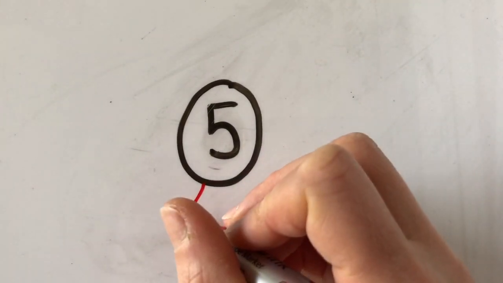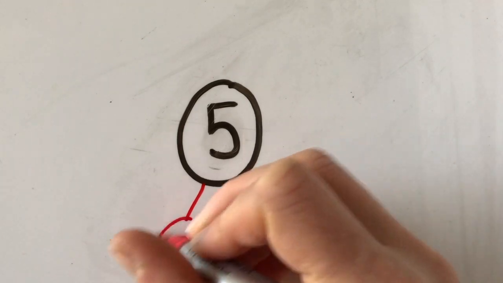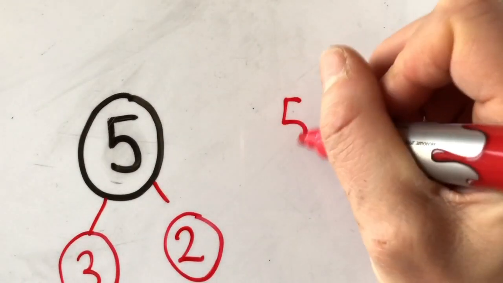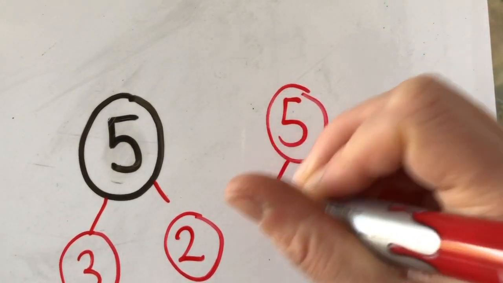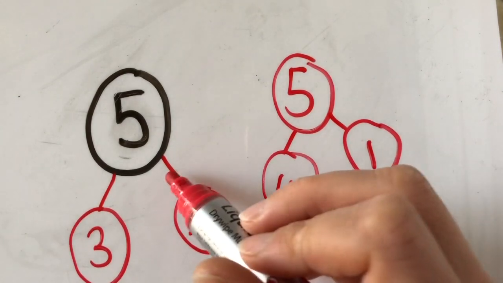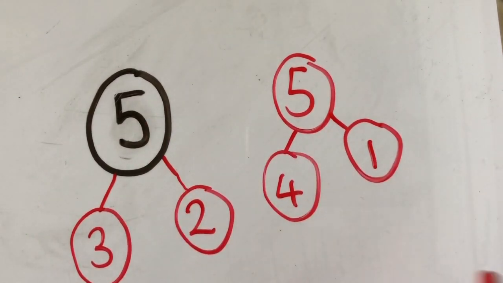So 5 could be regrouped into a 3 and a 2, but 5 could also be regrouped into a 4 and a 1. So very simply, these are your parts and they make up your whole, and obviously it looks like a cherry.